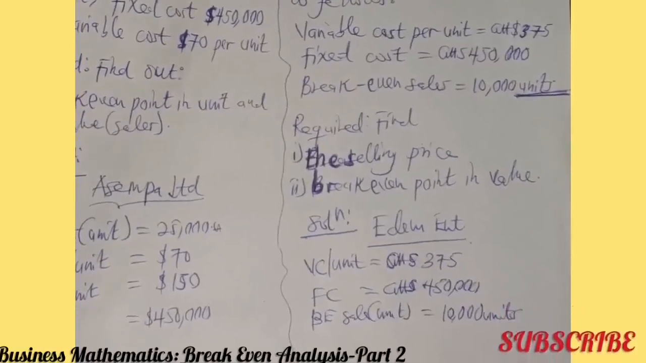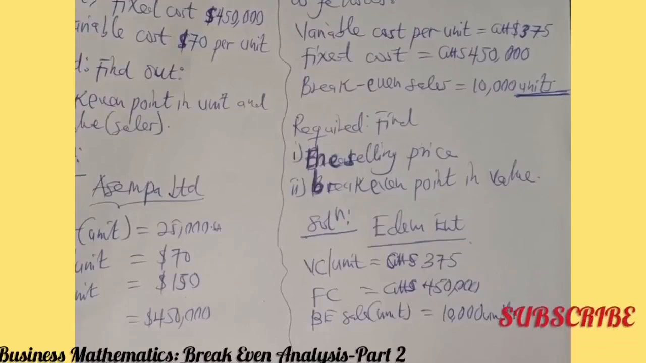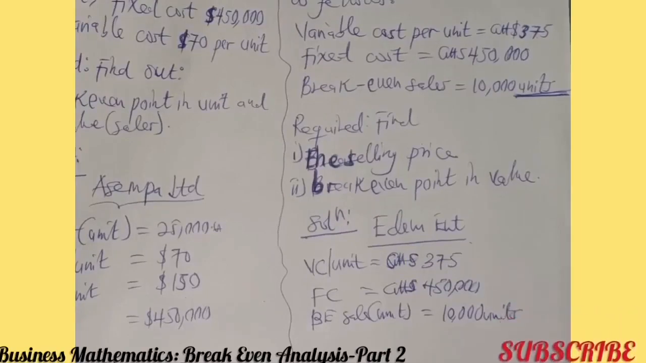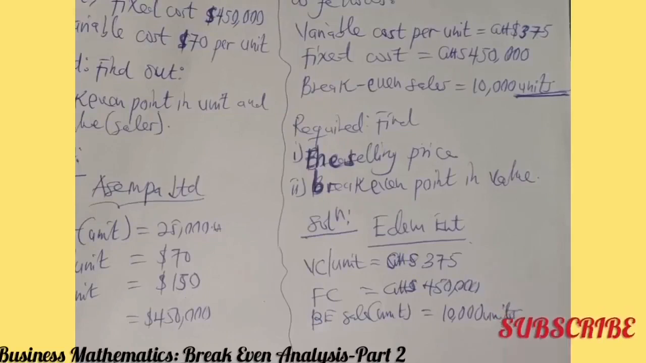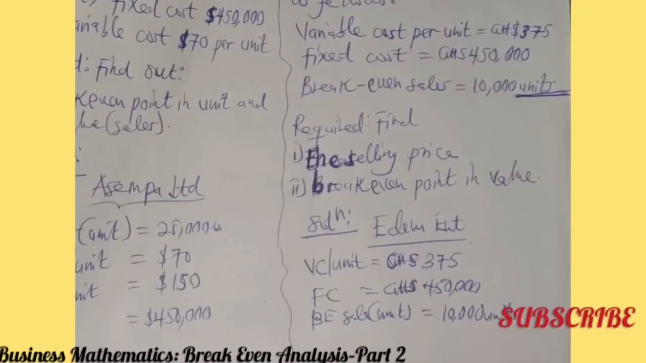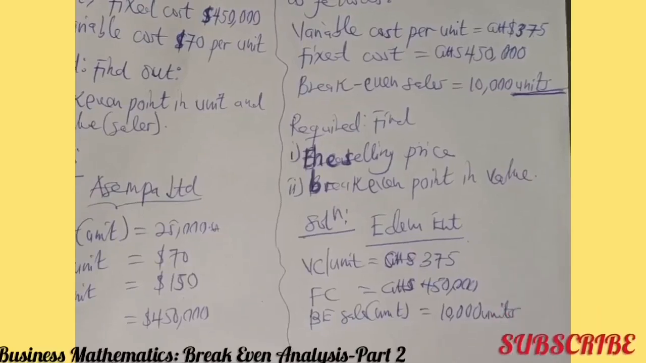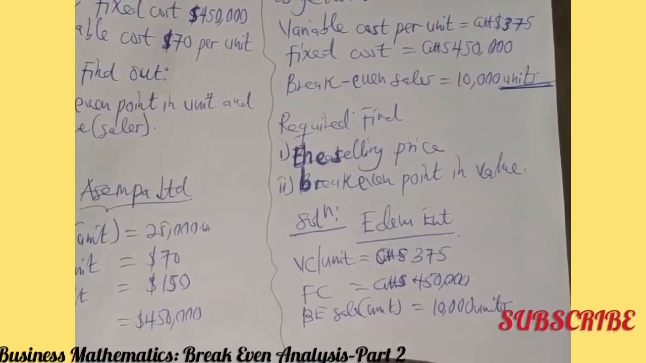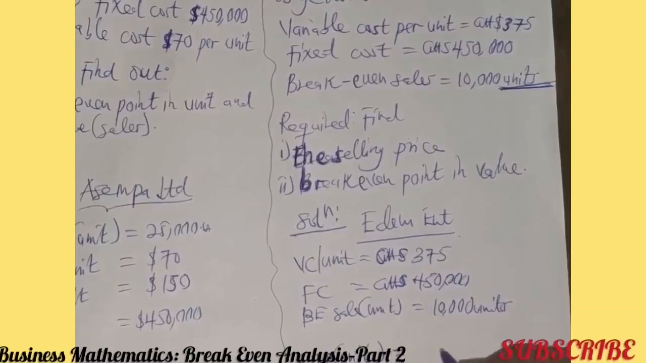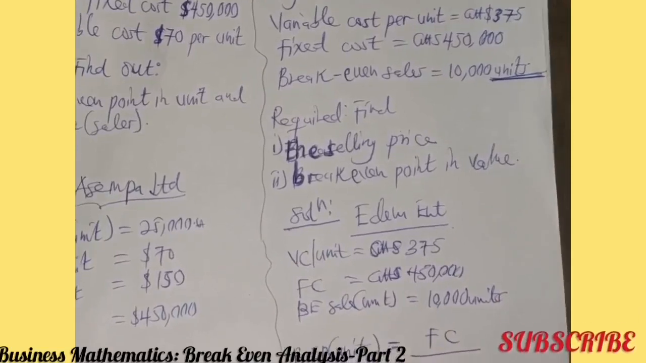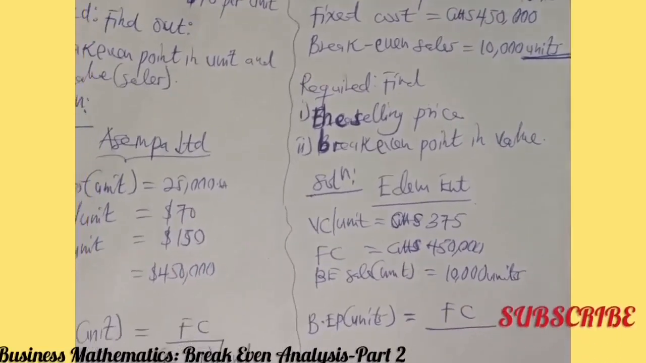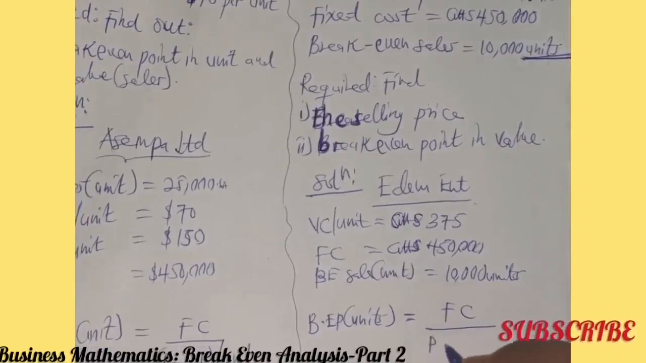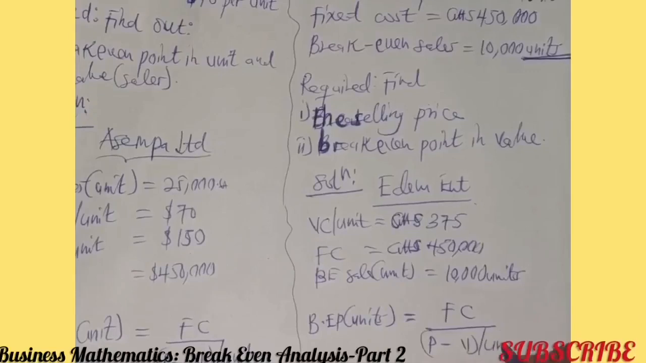For you to find the selling price per unit, we said that break-even point in terms of units is equal to your fixed cost over selling price per unit minus variable cost per unit. So you're going to go with that formula, then we start our substitution. Or better still, you can go for another alternative. After that, we try the alternative. So here, my break-even point in units will be equal to my fixed cost over my price minus variable cost, all in per unit.